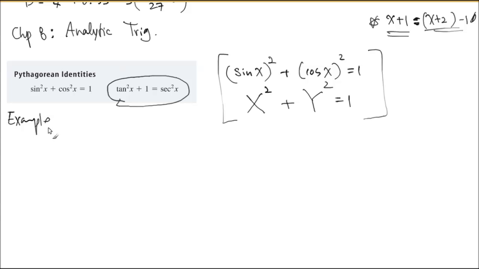All the examples in this section, 8.1, look like this. Prove tangent squared x plus 1 equals secant squared x. We're going to prove this one. Is this an equation? A better term for that is an identity. So we're going to prove this identity. You might have learned this one in high school.